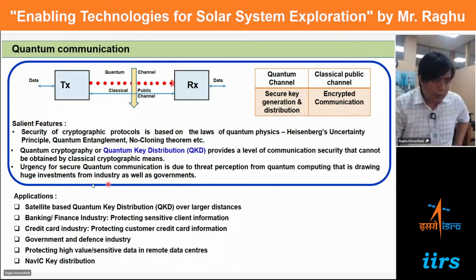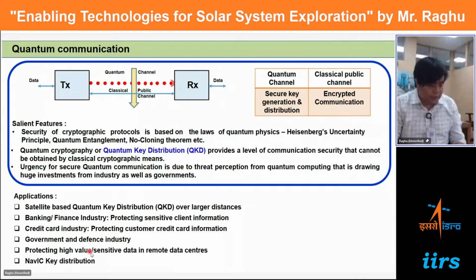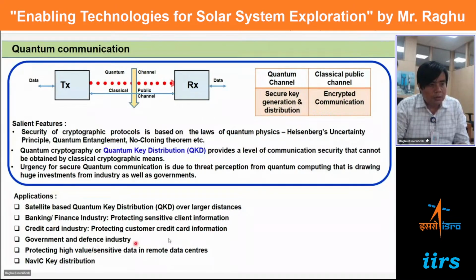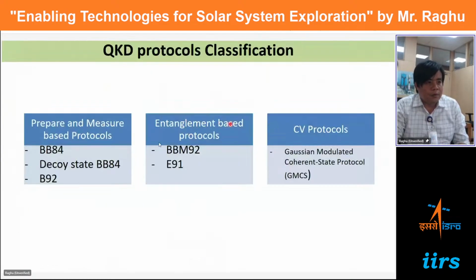So different applications are there in the banking sector and the navigation sector. If you want to distribute a key, or secure your ground assets, space assets, government assets, defense assets, and personal assets, all those things should be encrypted with quantum communications. And different protocols are there depending upon the types.